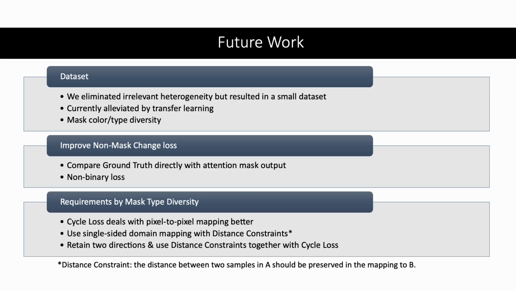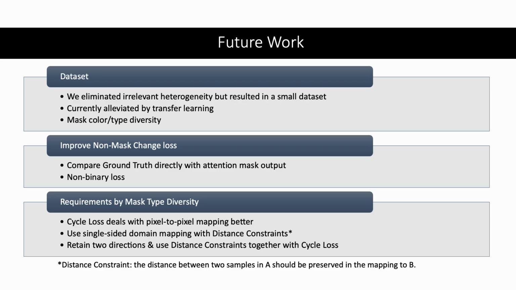We also want to improve the non-mask change loss. Our current loss function compares the input with the final output using the ground truth mask region as an attention filter. This can be replaced by comparing the ground truth mask region directly with the interim output, the attention mask output. We can also turn the non-mask change loss into a non-binary loss.